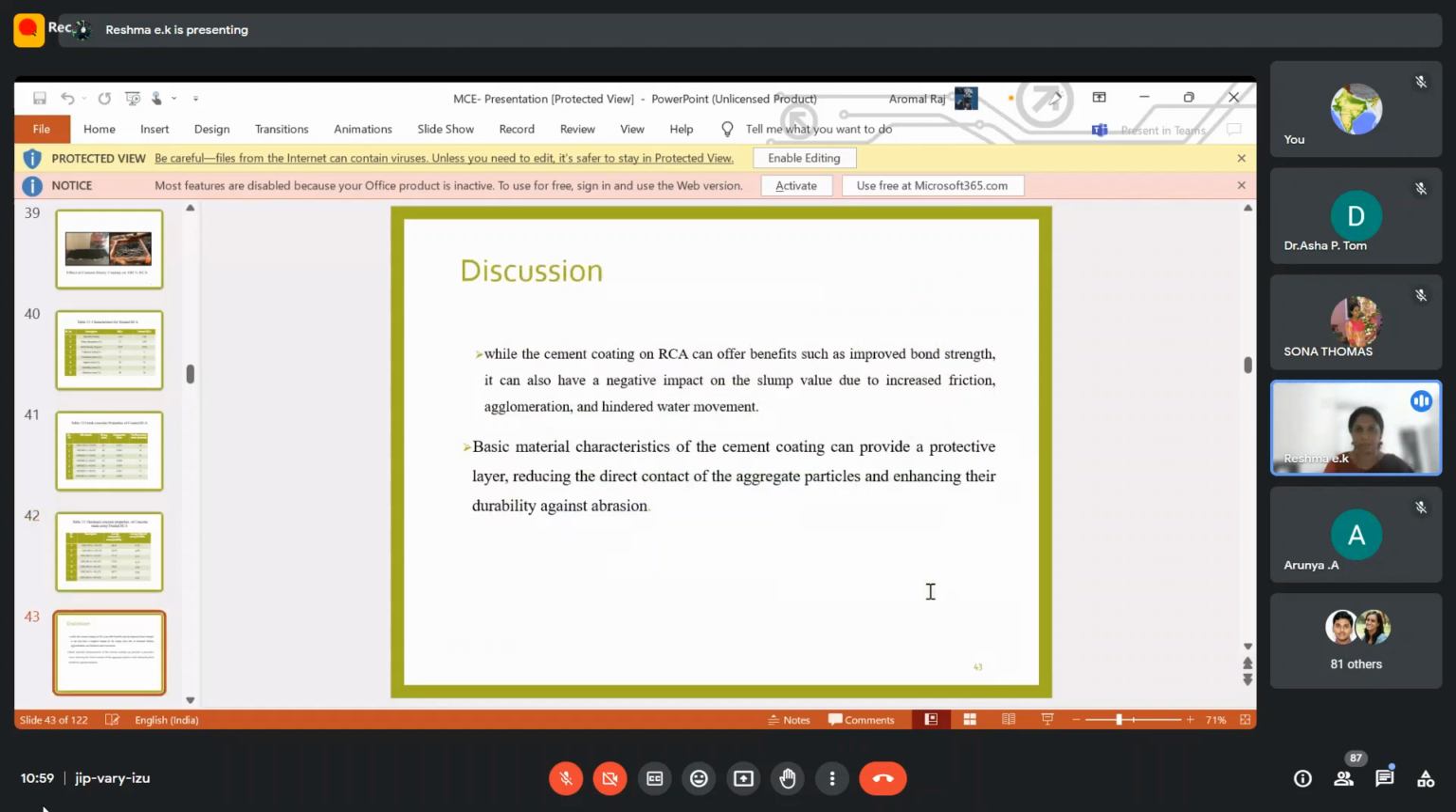So here is the discussion of why. Cement coating on RCA can offer benefits such as improved bond strength. It can also have a negative impact on slump value due to increased friction, agglomeration, hindered water movement, all those things. But basically, the aggregates will have a protective coating.